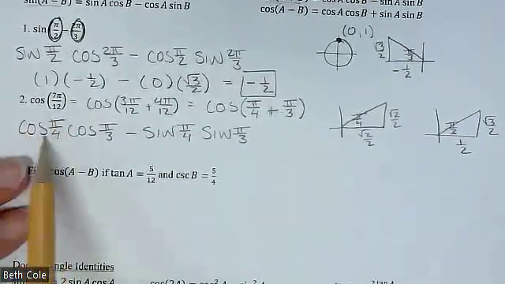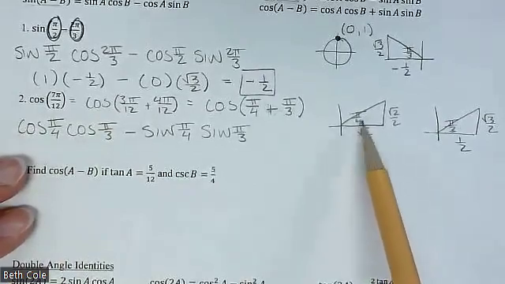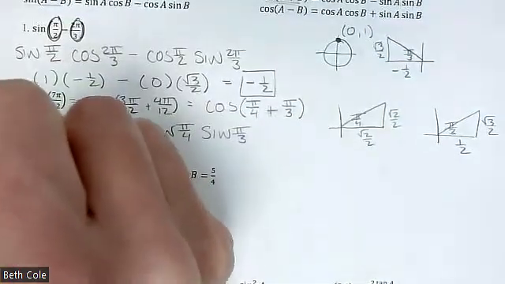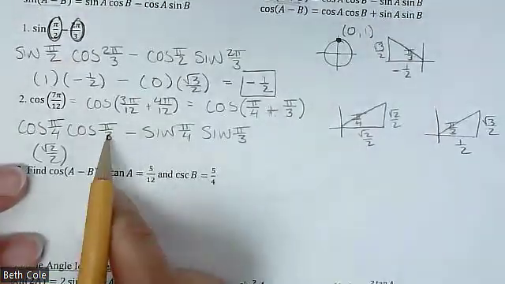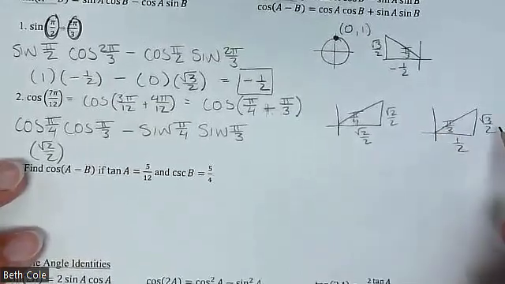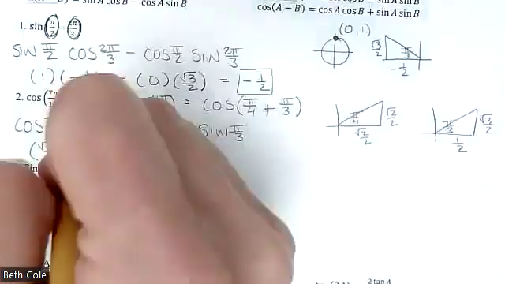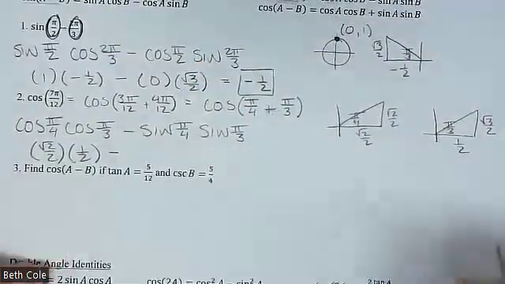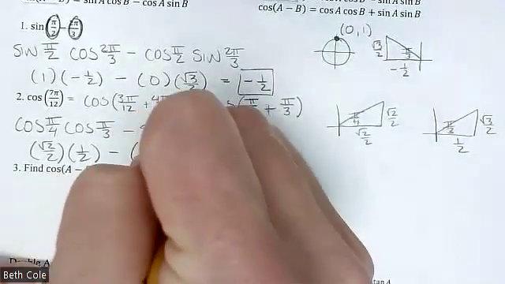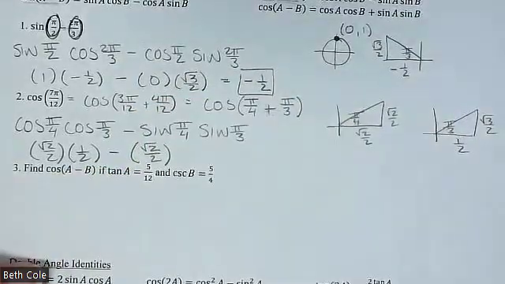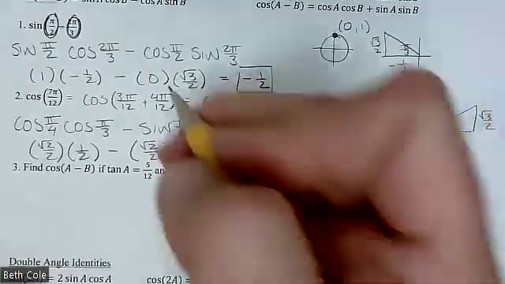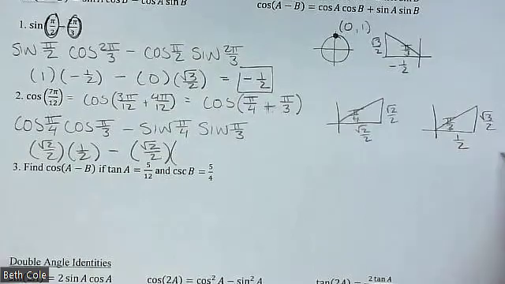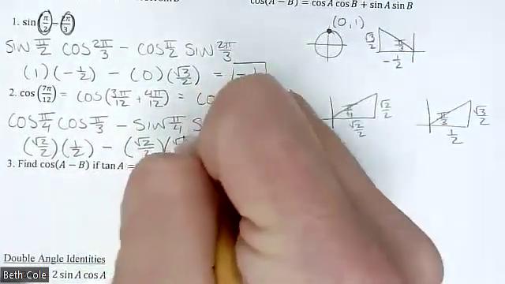So cosine of pi over 4 is going to give us what? This is your pi over 4 picture. Yep. Square root of 2 over 2. Cosine of pi over 3. This is your pi over 3 picture. Which one of these is cosine? Yeah, the 1/2. Good. Cosine is x. Minus sine of pi over 4. Square root of 2 over 2. And then what is sine of pi over 3? This is the picture you want to look at. Square root of 3 over 2.